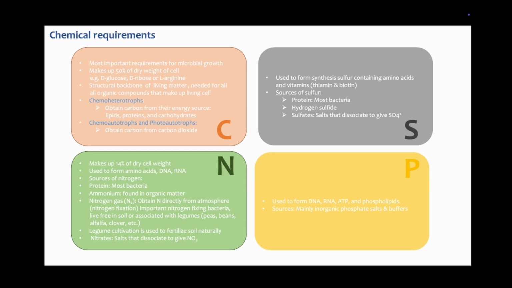When we have phosphorus, most of it is from inorganic phosphate salts. Then for sulfur, also from the soil. You will find that most of the agar, or most of the media that you use to grow bacteria will have all these elements: carbon, nitrogen, sulfur, and phosphorus.